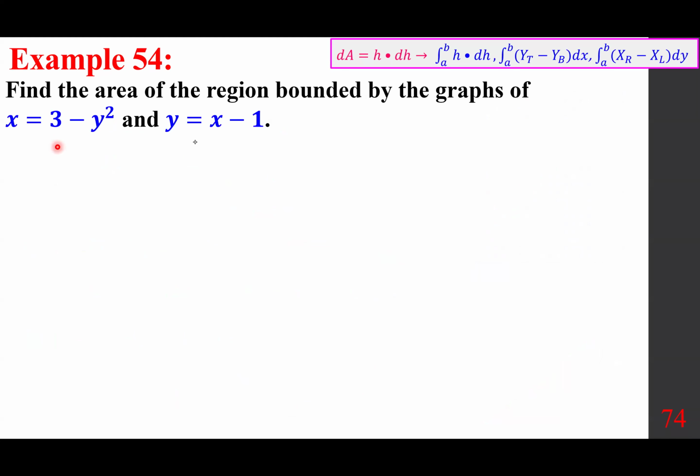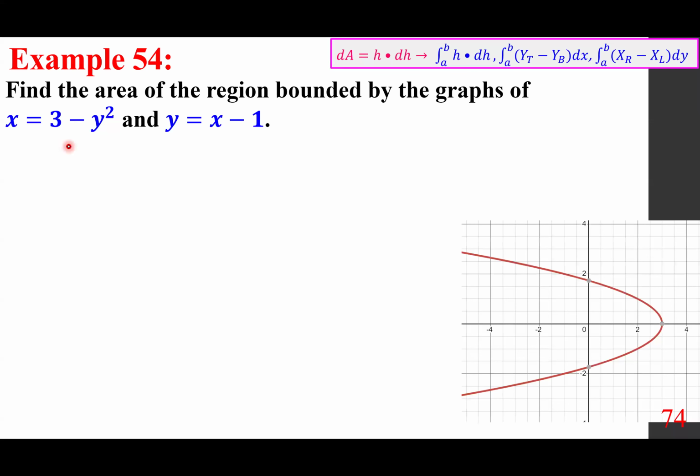We're going to graph these two. In order to find the area, the very first step is to graph. And I hope you remember, when you're dealing with x and y, and one of them has exponent 2, it's a parabola. Because y is squared, it's a parabola that opens sideways. Because this is negative, it opens to the left. I'm going to leave it for you to graph this. So this is the graph of x equals 3 minus y squared.